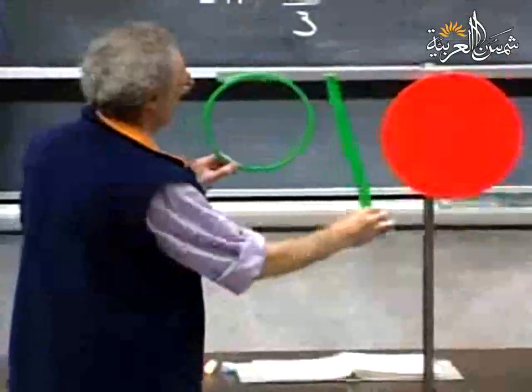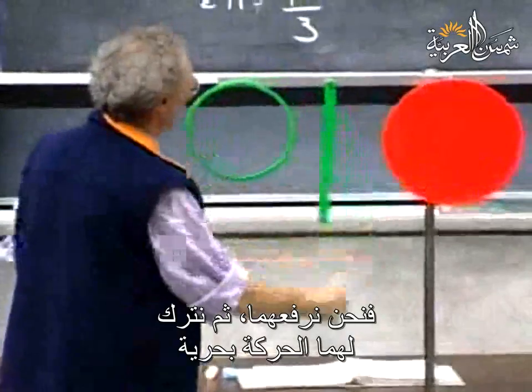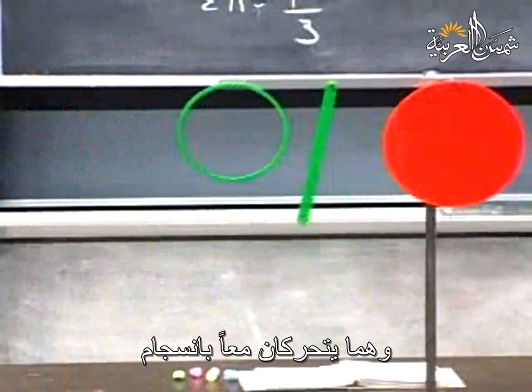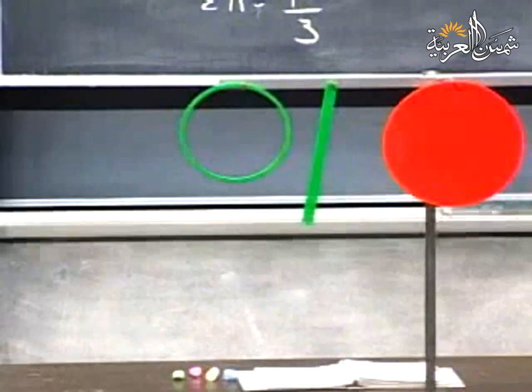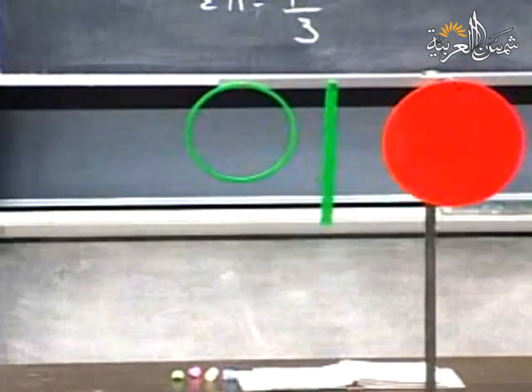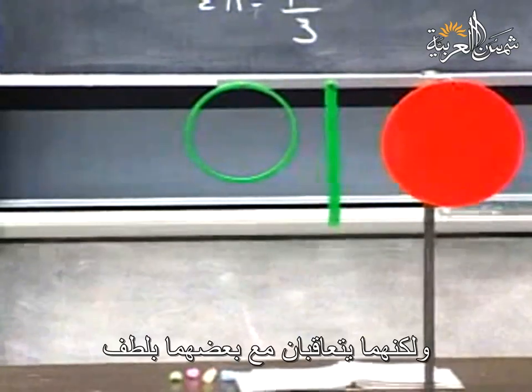We offset them, and we let them go. And they go pretty much in unison. If you wait long enough, of course, you will see there is a difference, because you can never make them exactly the same. But they track each other nicely.